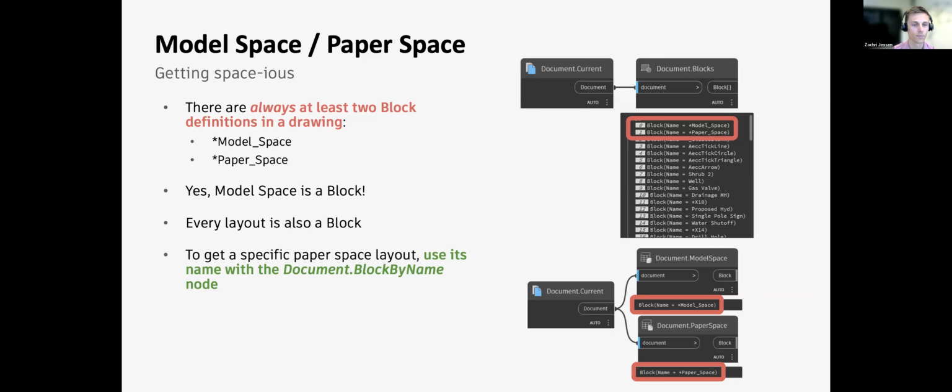This last bullet. To get a specific paper space layout, you can get the name of that block with a document, and then use the document.block by name node and put in the name of the paper space block, and then you've got the block for the layout. We'll dive into this a little more in the demo a little bit later, but high level concept, really important.